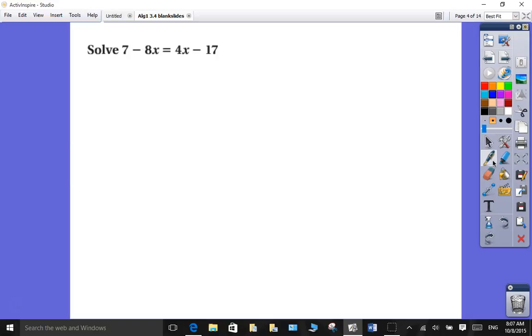Generally, at this step, you could do one of four things. You could subtract 7, add 8x, subtract 4x, or add 17. And you're not necessarily going to be wrong. I mean, you could get the right answer by doing any one of those as your first step. But what we recommend and what we'll always show is that we try to move the variable terms first. And we try to move them to the side which already has the bigger coefficient.